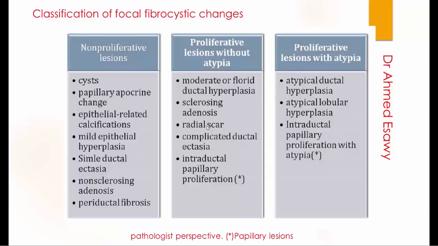Focal fibrocystic changes classification: either non-proliferative lesion, as we took before, including cyst, papillary apocrine change, epithelial related calcification, mild epithelial hyperplasia, simple ductal ectasia, non-sclerosing adenosis, periductal fibrosis. Proliferative lesion without atypia: moderate or florid ductal hyperplasia, sclerosing adenosis, radial scar, complicated duct ectasia, intraductal papillary proliferation. Proliferative lesion with atypia: atypical ductal hyperplasia, atypical lobular hyperplasia, intraductal papillary proliferation with atypia.